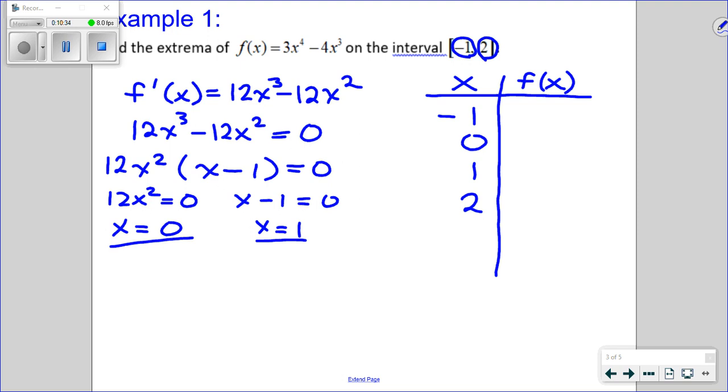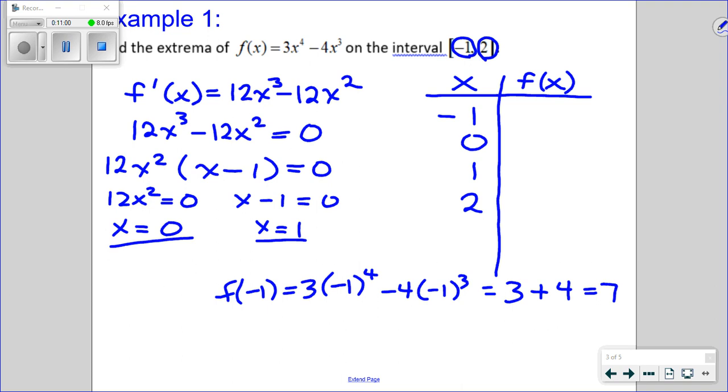Okay, so let's see. If we plug in a -1, we'll have 3 times -1 to the 4th minus 4 times -1 cubed. This will end up equaling, because -1 to the 4th is +1, times 3 is 3, and then -1 cubed is -1 times -4 will become +4, which is going to equal 7. All right, we're going to plug in a 0. Well, that's easy. That's just going to end up equaling 0.